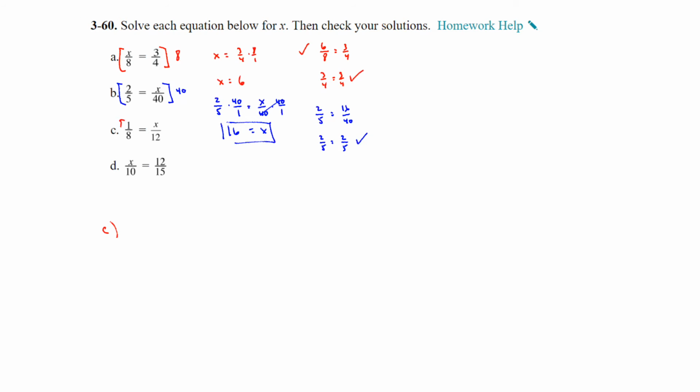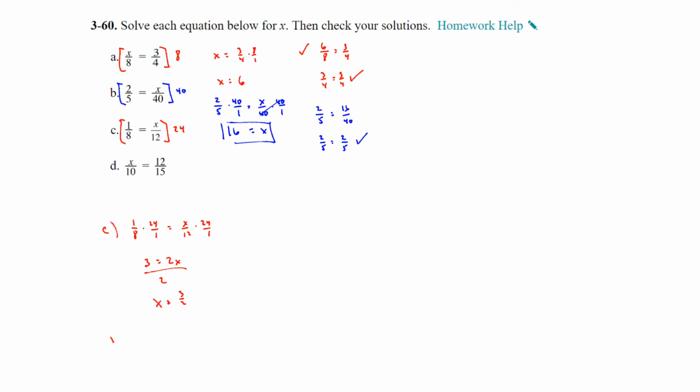Alright, on part C, 8 and 12, if you multiply by 12, it's not going to cancel the 8. So what number do both of those go into that we could use? That potentially could be 24. 8 and 12 are both factors of 24, so this would be 1/8 times 24 over 1 is equal to x over 12 times 24 over 1. So 24 over 8 is 3, and then 24 divided by 12 is 2. And then divide both sides by 2, and we get x equals 3/2 or 1.5.